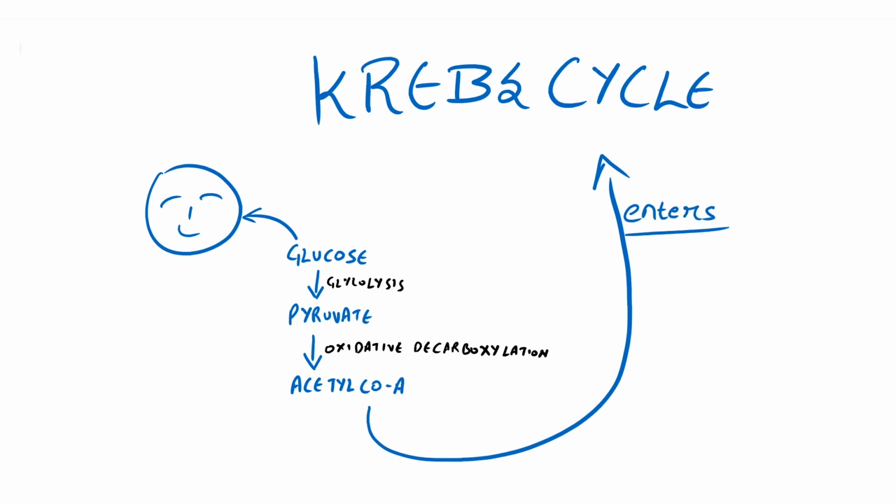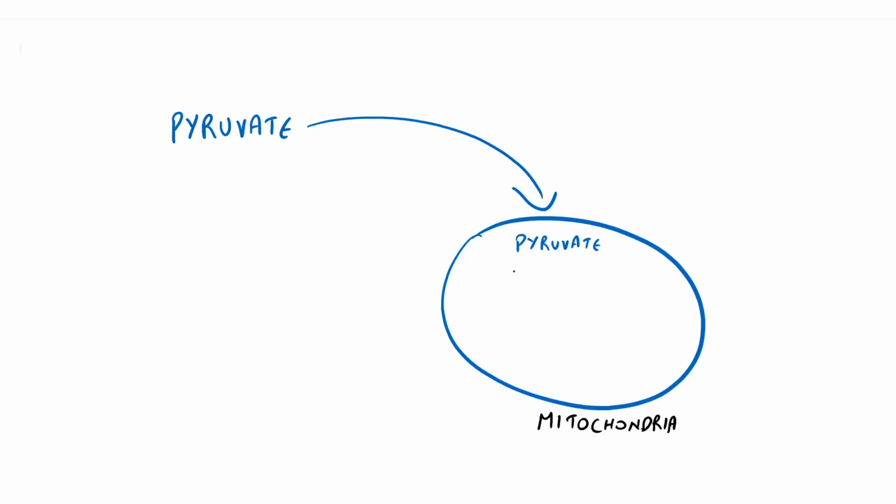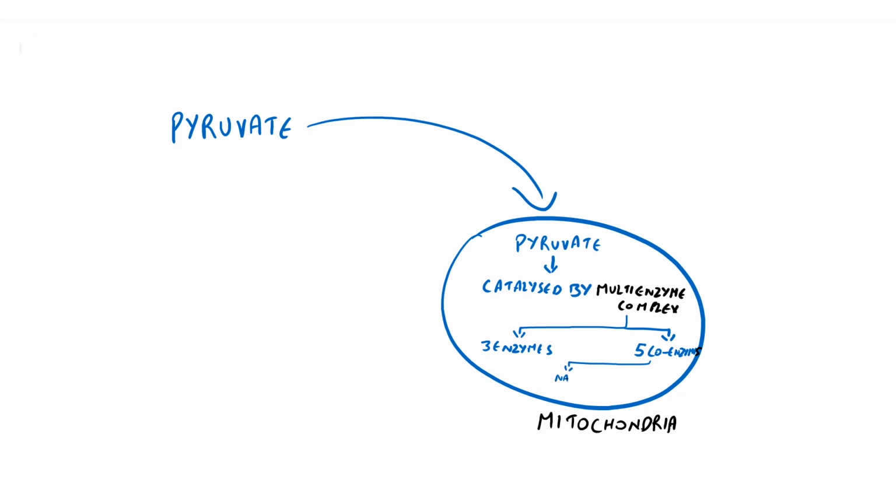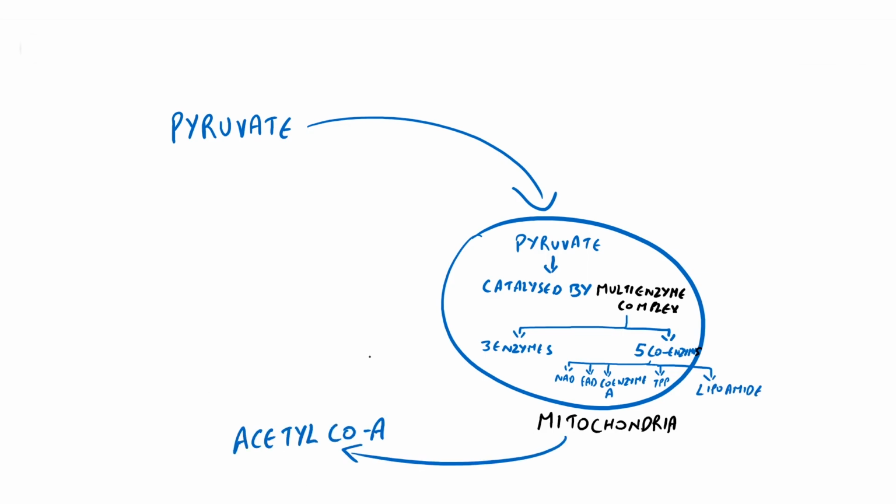Now first of all, we will see how pyruvate is converted into acetyl-CoA. Pyruvate enters the mitochondria where it is catalyzed by a multi-enzyme complex. The multi-enzyme complex includes 3 enzymes and 5 coenzymes: NAD, FAD, coenzyme A, TPP and lipoamide. From here acetyl-CoA is formed, and this acetyl-CoA is acted upon by an enzyme called citrate synthetase and converted into citrate.